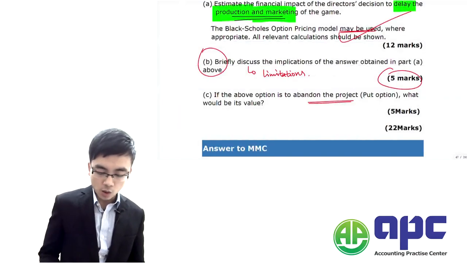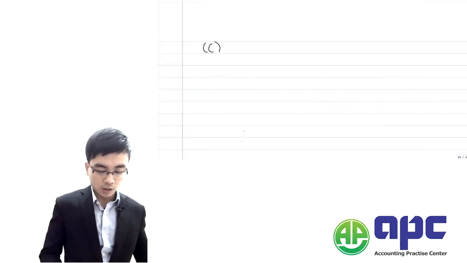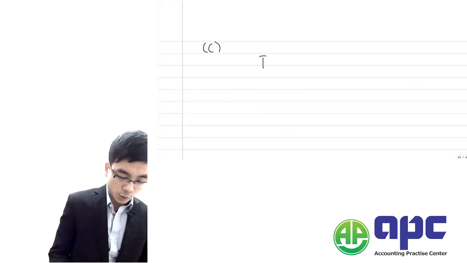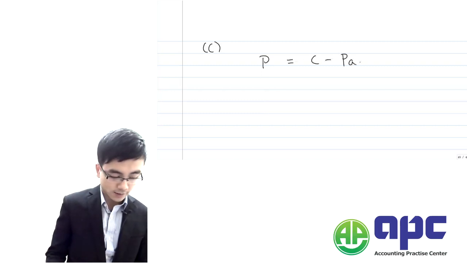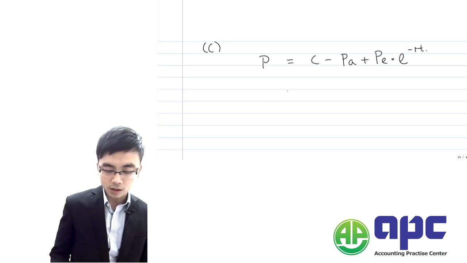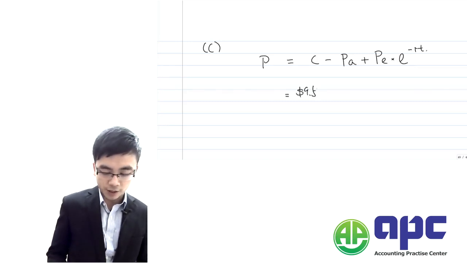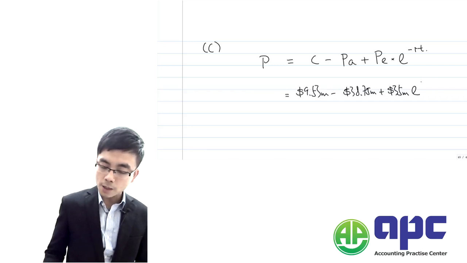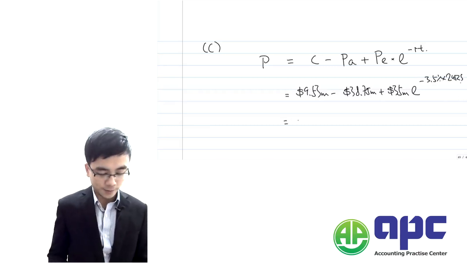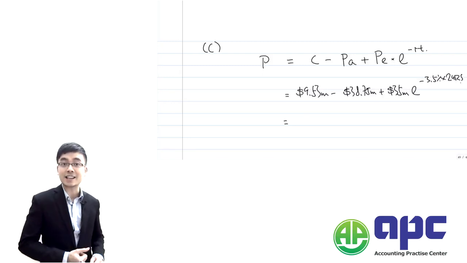And also in part C, we are required to calculate the option where we're going to abandon the project, which is the put option value. So for a put option, if you go back to the formula, this will be given by your examiners as well. The put option value equals the call option minus the price of the asset plus PE times e to the power of minus rT. We know the call option value is 9.53, PA is 38.75 million, PE is 35 million, times e to the power of minus 3.5% for the risk-free rate times 2 years. That will give us the put option value. So stop the tape now for 1 minute and calculate that on your own.